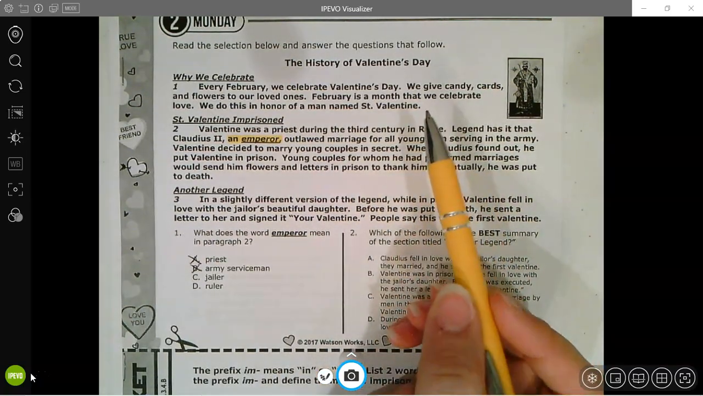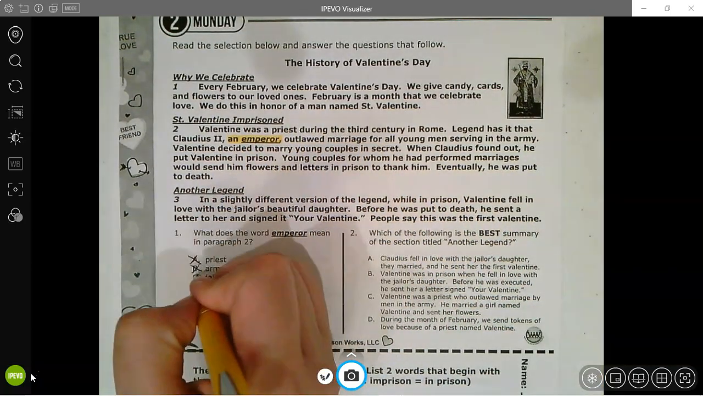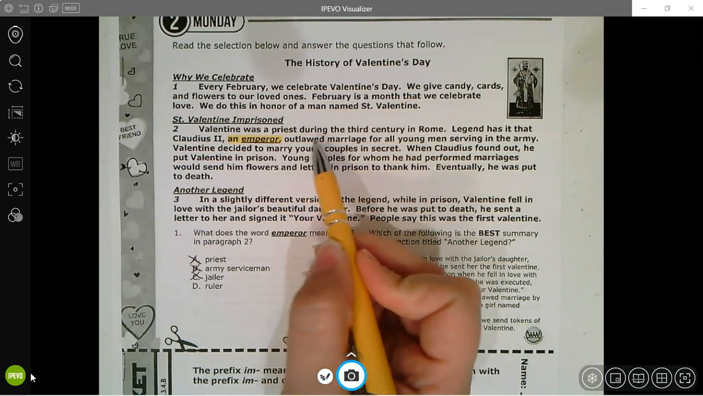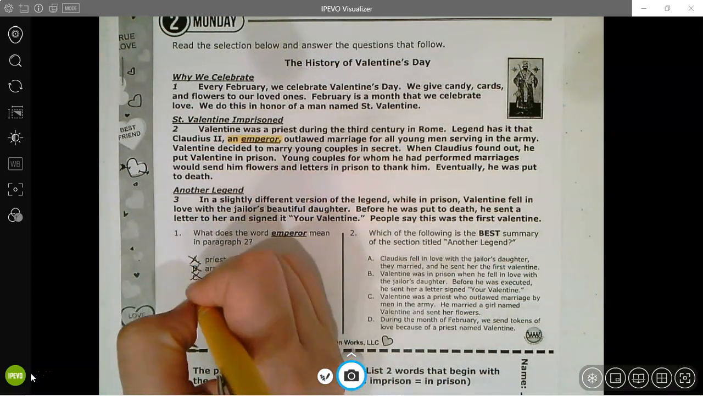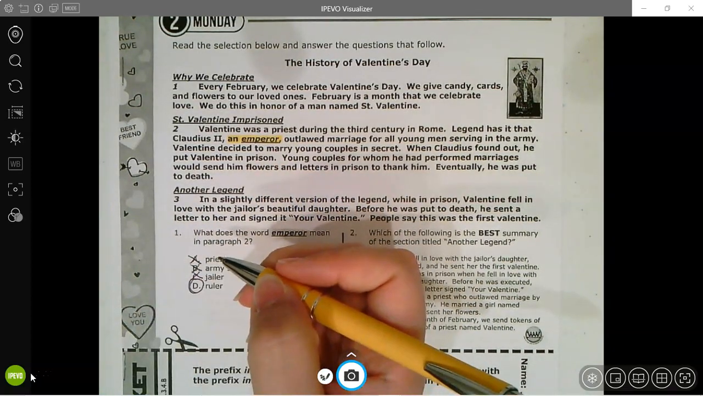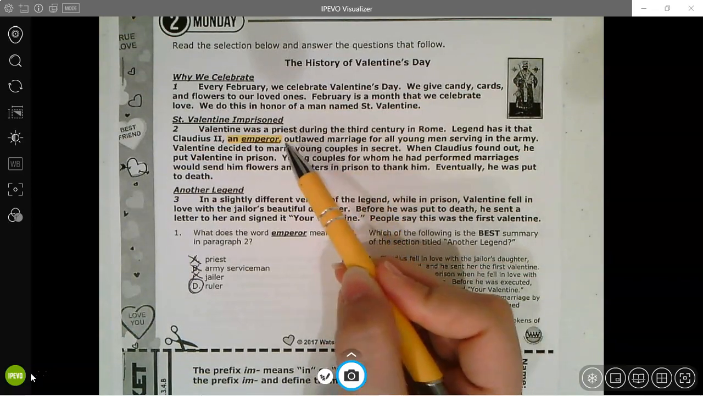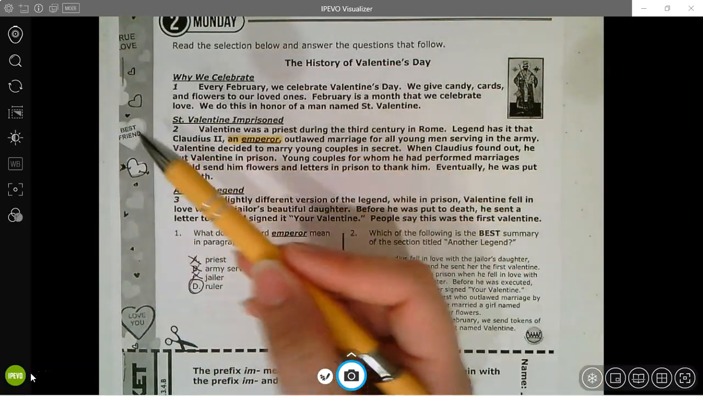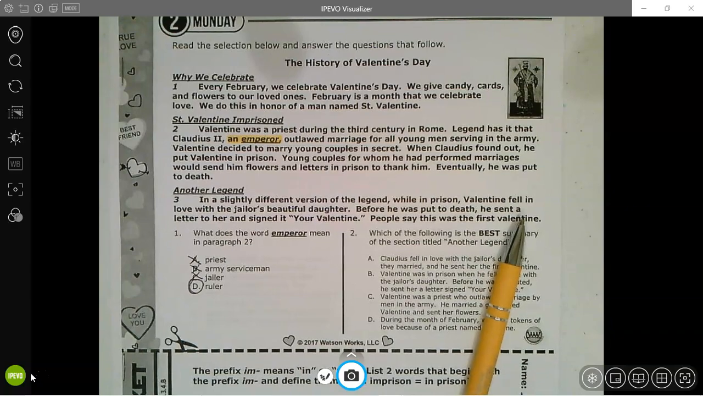A jailer. Did he work in the jail? Did it say anything about him working in a jail? No. A ruler. That's our last one, yes, because right here it says outlawed. An emperor, guys, is a ruler. It's kind of like the person who is over the country they live in, and he outlawed marriage, so the only person who can outlaw something is an emperor, a king, a president, something like that. So he is a ruler.